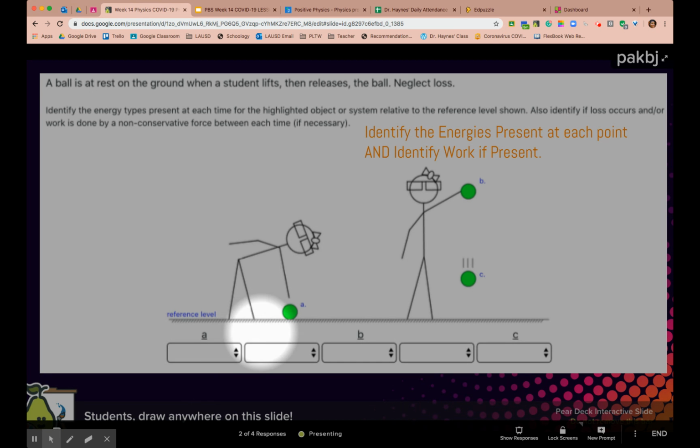The ball is just sitting there. So there's no gravitational potential energy. There's no elastic potential energy because there's nothing to stretch or compress, and the ball isn't moving. So there's no kinetic energy. So for point A, it's none.